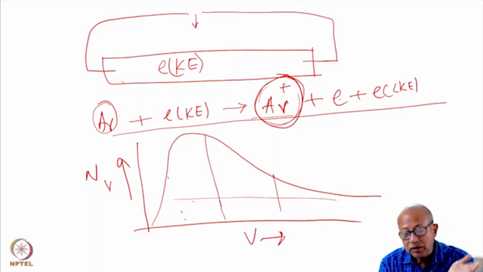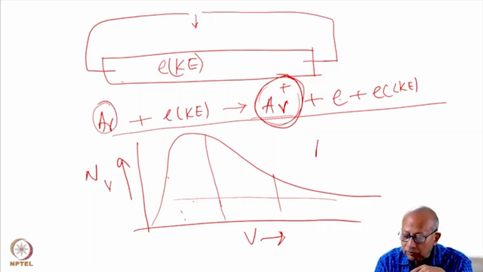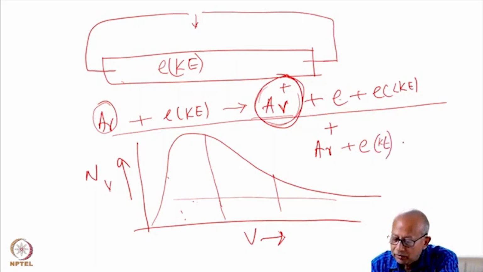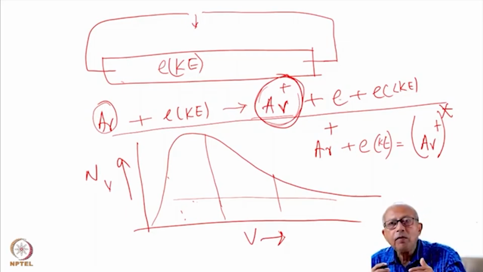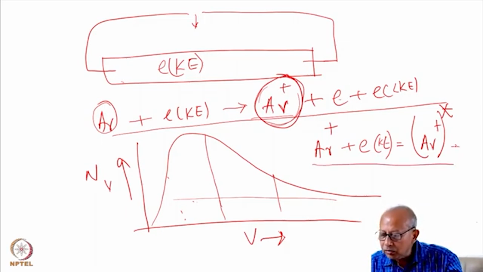And then the second process, once the argon ion has been formed, then it will again collide with an electron which has the adequate kinetic energy. It will actually excite the argon ion to the excitation, that is the pumping. You are creating population inversion. That also takes advantage of the kinetic energy that is locked up in the electron through such inelastic collisions.